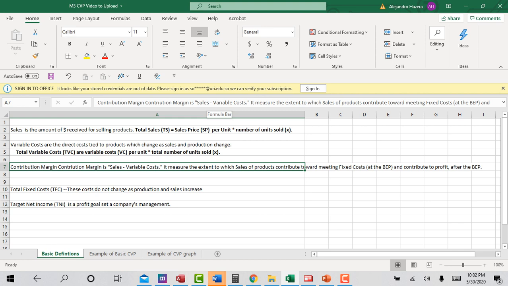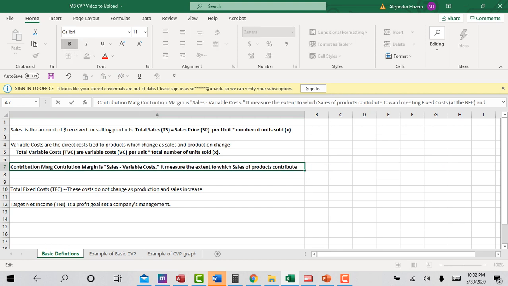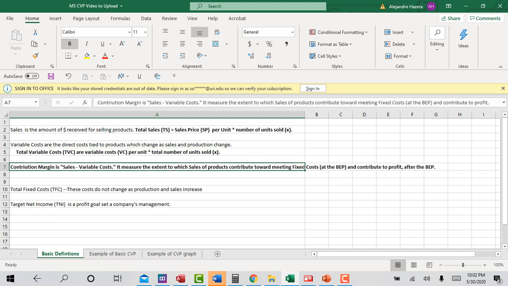Now this next term is going to be incredibly important, so important I wrote it twice. Contribution margin. Contribution margin basically is sales minus variable costs. What I'm going to do is debold this, make it less prominent, and put these words. That is contribution margin: sales minus your variable costs.